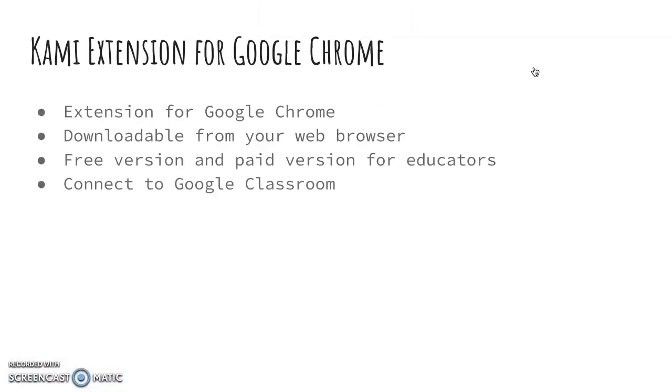About the Kami extension for Google Chrome. This is an extension that you can download onto your Google Chrome browser. You can get it right from your web browser. You can go to the Google Play Store and download it right from there. It's pretty easy. Doesn't take very long. So once you have it, it is now in your browser and you're able to use it on your computer.